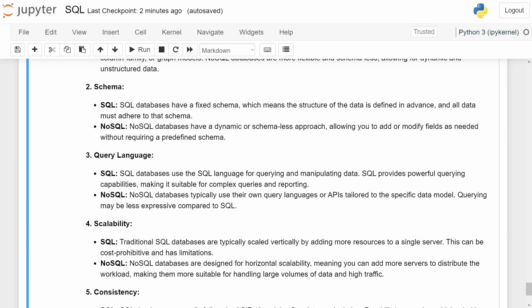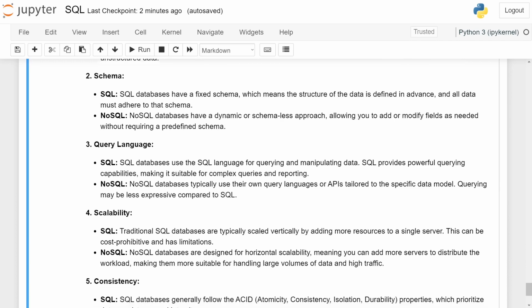SQL provides powerful querying capabilities, making it suitable for complex queries and reporting. NoSQL databases typically use their own query language or API tailored to the specific data model. Querying may be less expressive compared to SQL.